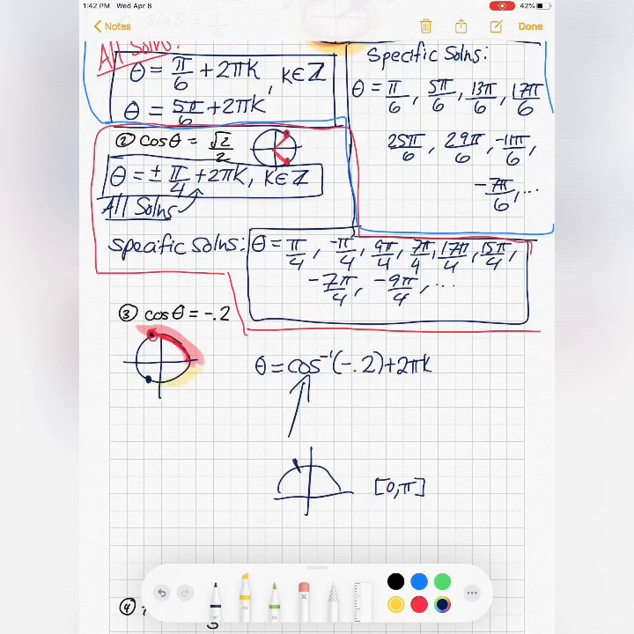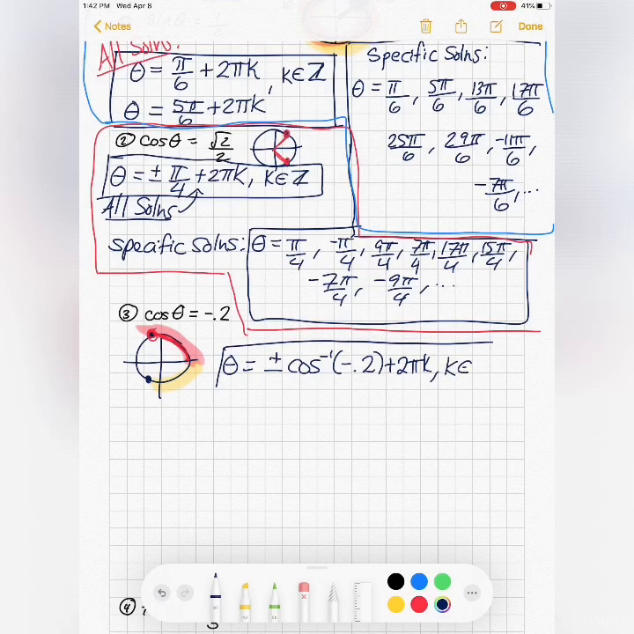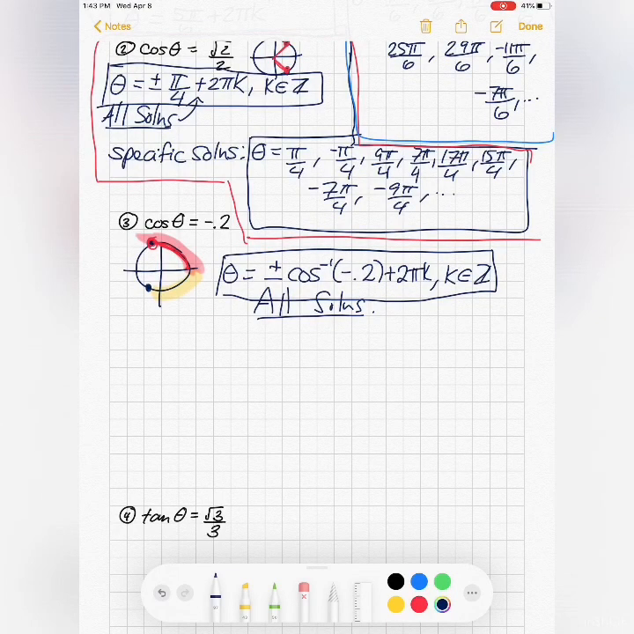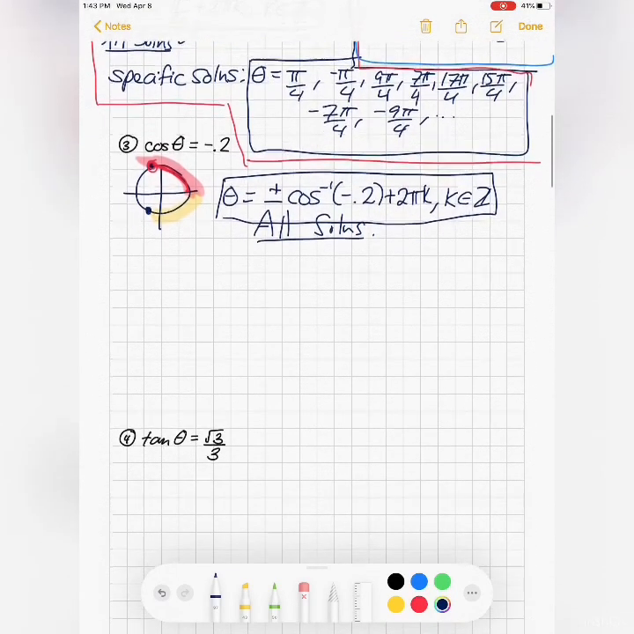Now actually, wouldn't this second point just be the same angle but negative? So couldn't I do this one very similar to how I did the last one, and just stick a plus or minus in front? Somewhere here, say k is an integer. Then I've accounted for all solutions. Okay, so for this one, I don't think it would be very interesting to find specific solutions since I'm not using a calculator. I could do that on the calculator by finding the inverse cosine of negative 0.2, but I won't bother.